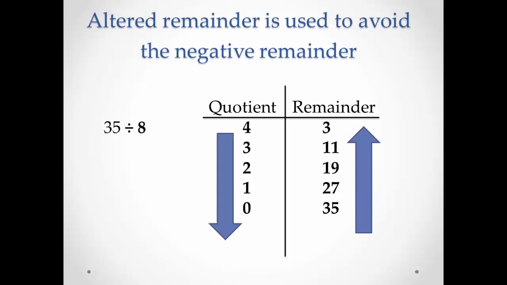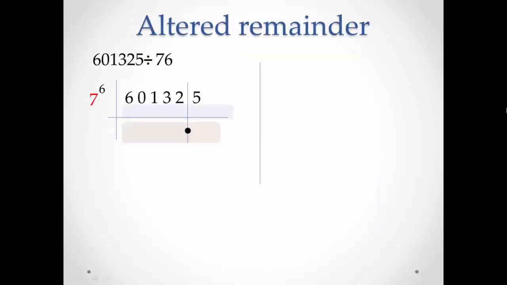Let's take an example to understand it more clearly. Let's take this problem, 601325 divided by 76. We will write it in our format as we were doing in our previous classes. If we divide 60 by 7, the nearest quotient is 8. 8 times 7 is 56, and we are left with the remainder 4. So we carry that 4, and 41 minus 48, which is 6 times 8, we get minus 8.